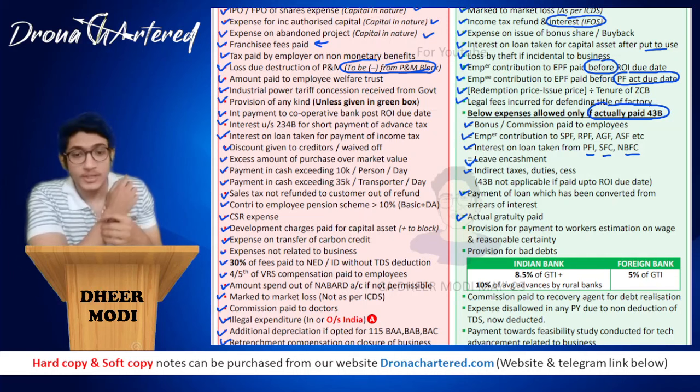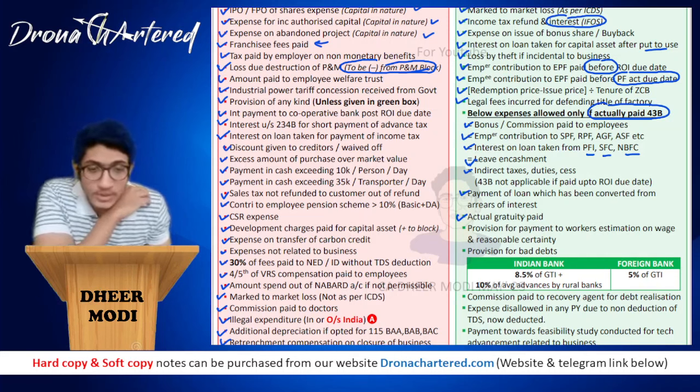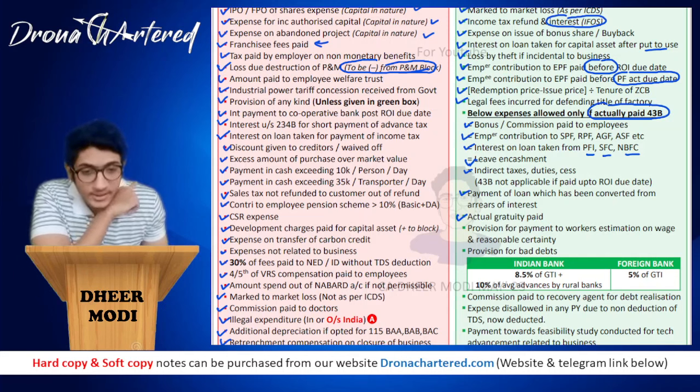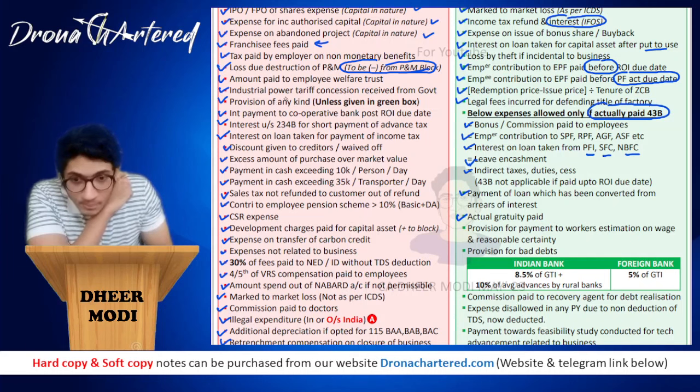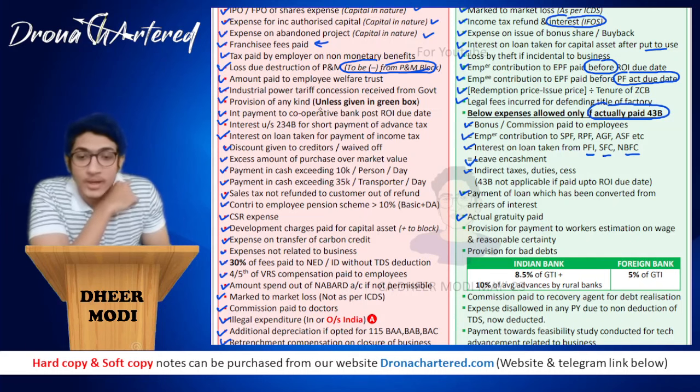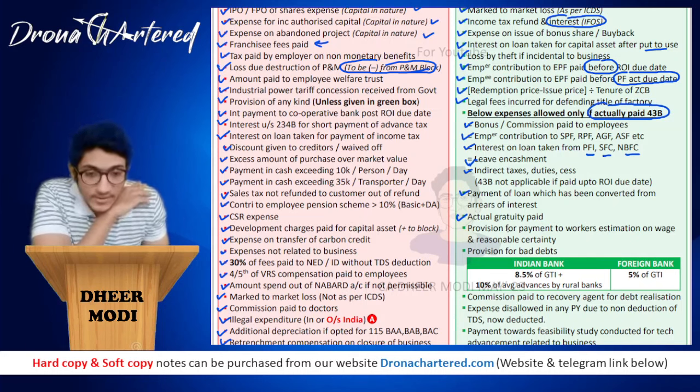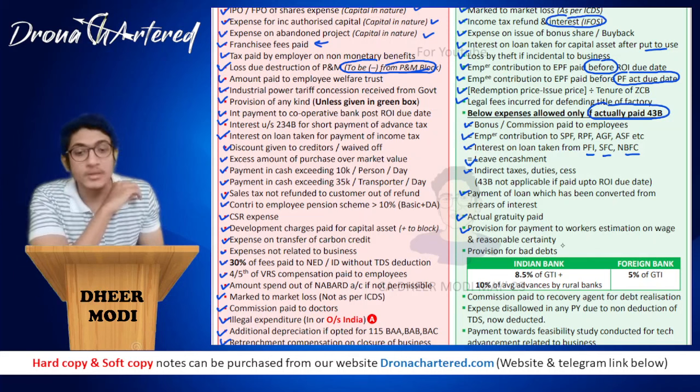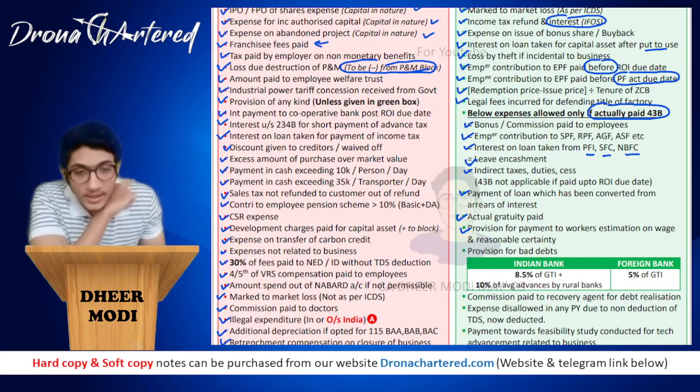Any gratuity paid. Okay, so only actual gratuity paid will be allowed as a deduction. Provision, remember over here, what did I say? Provisions of any kind are not allowed unless they are given in the green box. So now we are studying what? Provision. So provision for payment to workers, on estimation of wage and reasonable certainty. These provisions will be allowed as a deduction.